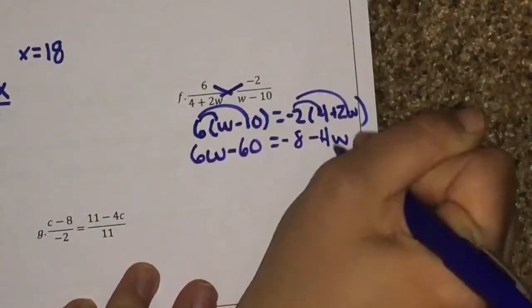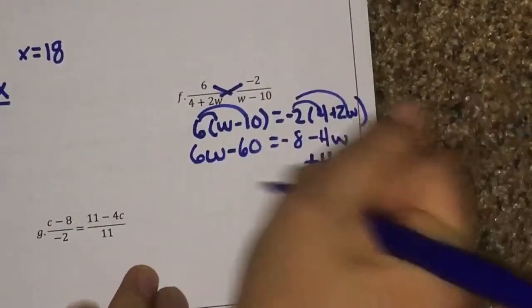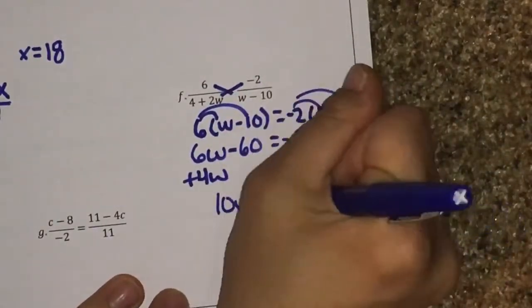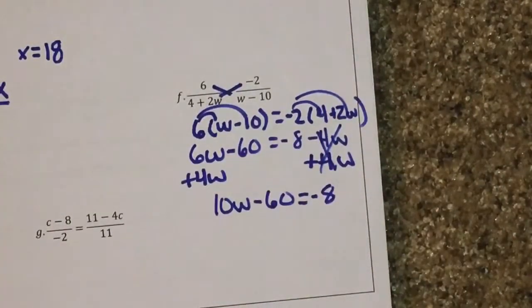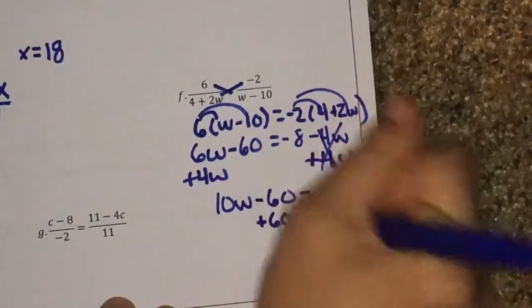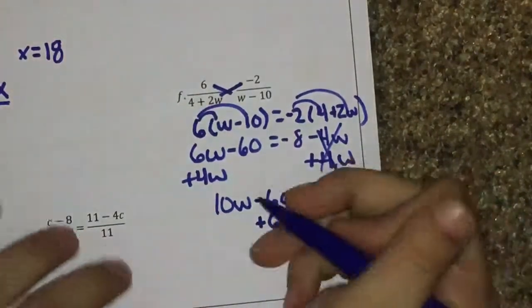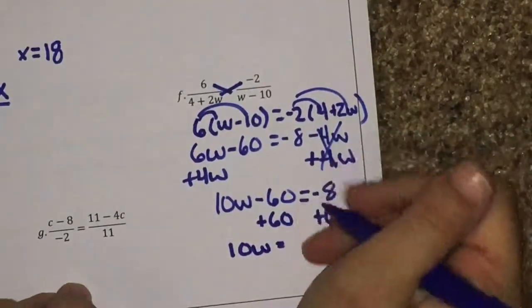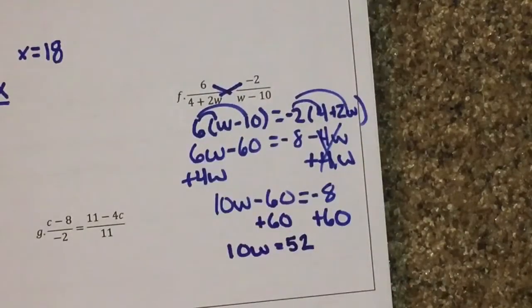So 6w and negative 4w. If I were to subtract 6w over, I would get negative 10w, but it's going to be easier if I add 4w to both sides here, where I get 10w minus 60 equals negative 8. Now I need to get the negative 60 to the other side, doing the opposite operation. And I get 10w equals, what's negative 8 plus 60? That's positive 52.